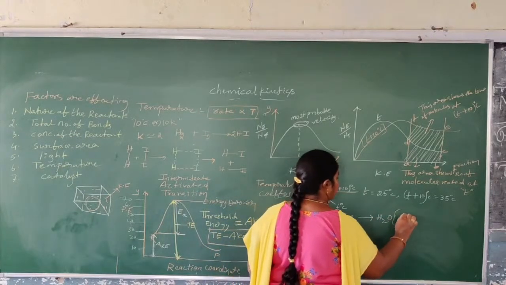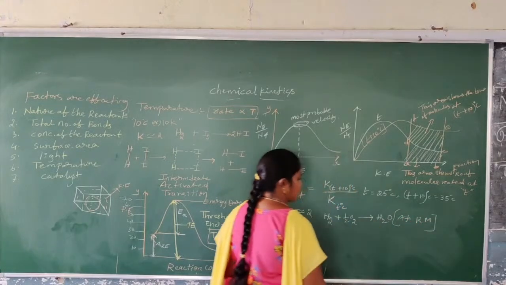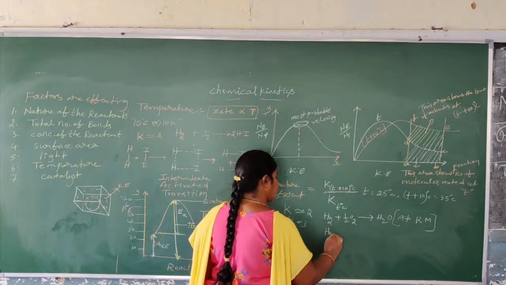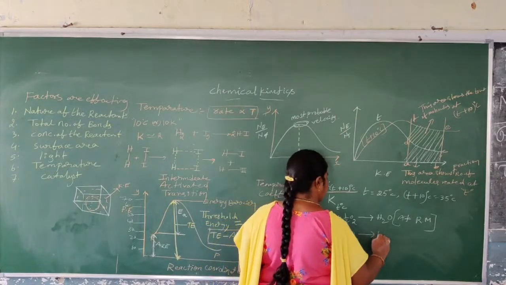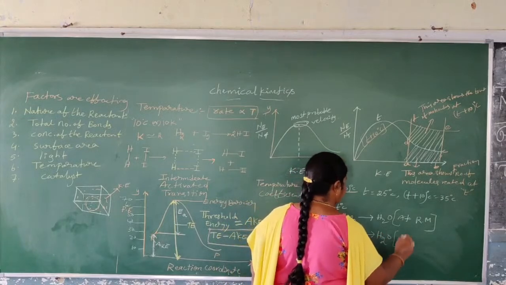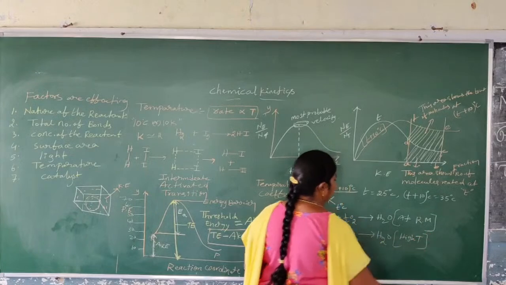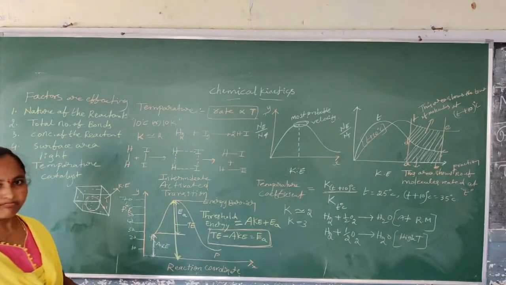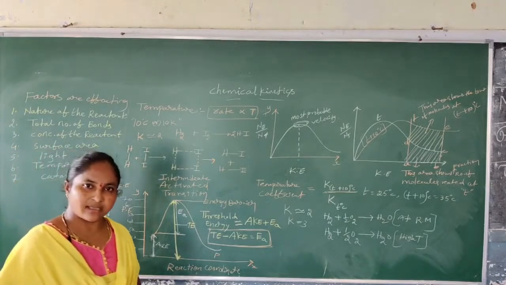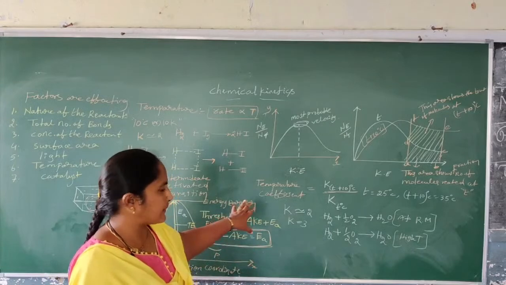At room temperature, the reaction rate is very slow. But the same reaction taking place at a high temperature is very fast. So, understood? As temperature increases, the rate of reaction also increases. For that purpose, we take a temperature coefficient.